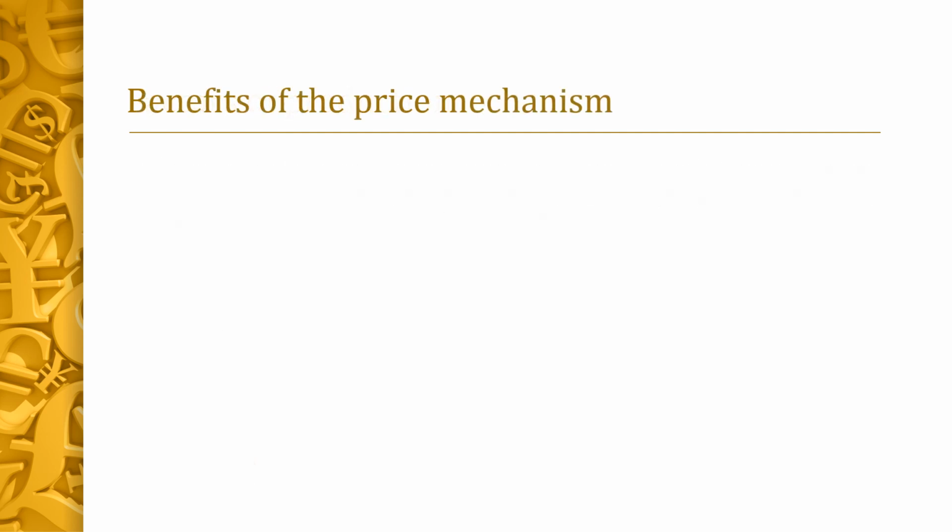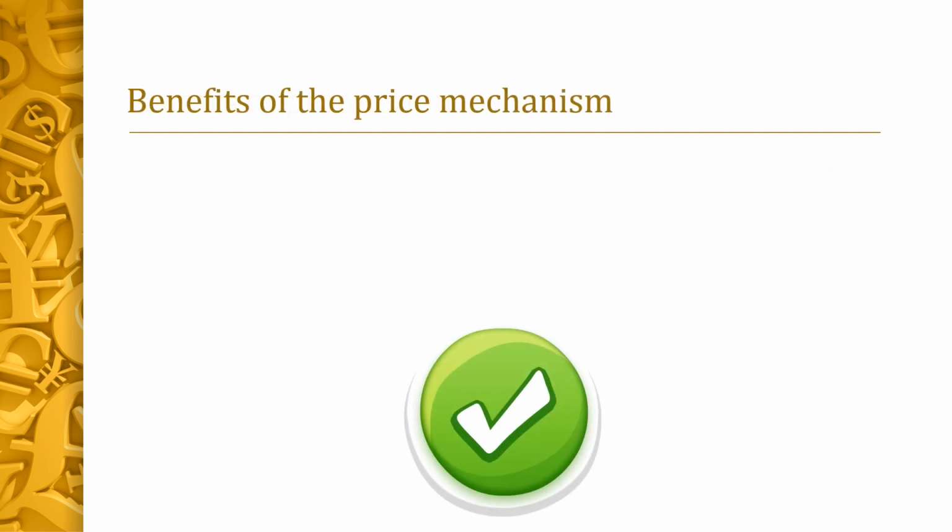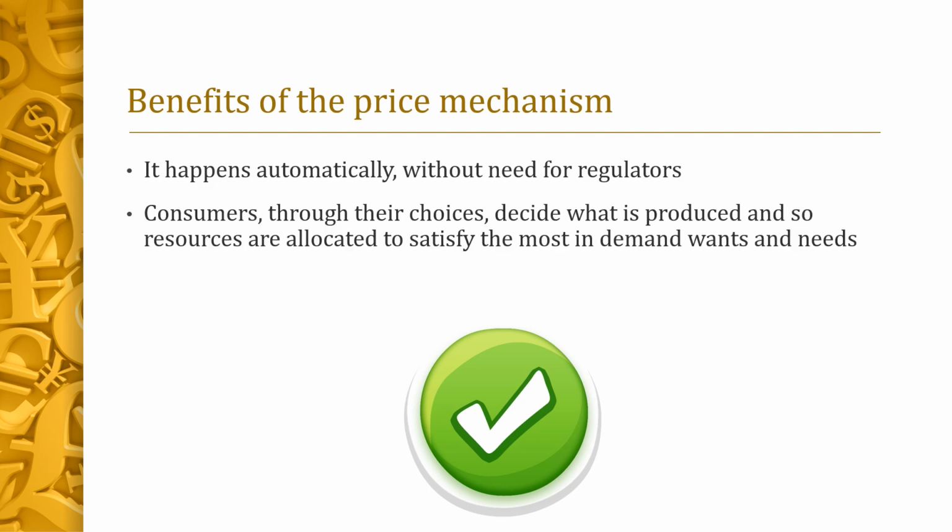The key benefits of the price mechanism are that it happens automatically without the need for regulators, that consumers, through their choices, decide what is produced, and so resources are allocated to satisfy the most in-demand wants and needs, and that when resources are used efficiently, which they should be in this case, then prices are lower.